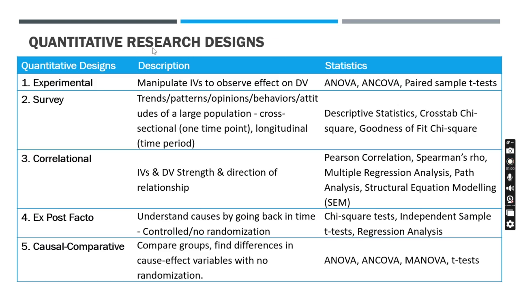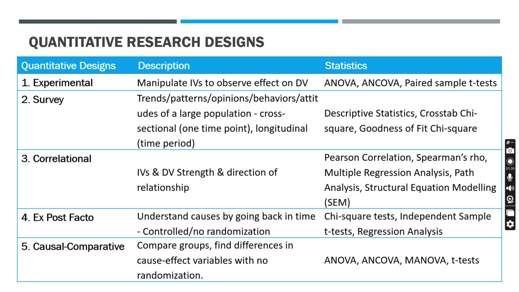When you talk about quantitative research design, we have around 5 types of designs. The first is called experimental design. From the name, it means we have to do experiments. Here we have a dependent variable and an independent variable. The experiments we do are focused on the independent variable.